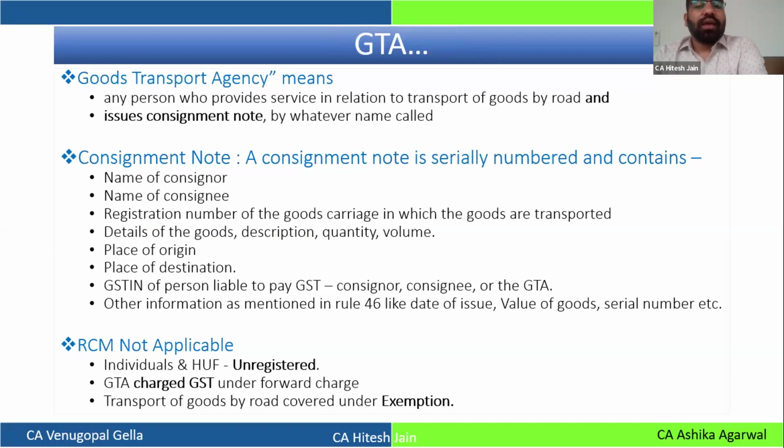GTA has been defined, consignment note has been defined, and they have also given that RCM is not applicable in case of individuals and HUF who are unregistered. If the GTA has opted for forward charge, then that implies that GTA is paying the taxes to the government and you need not pay the taxes on his behalf. And if he is transporting such goods which are covered under the exemption notification, then also you are not liable to pay RCM.